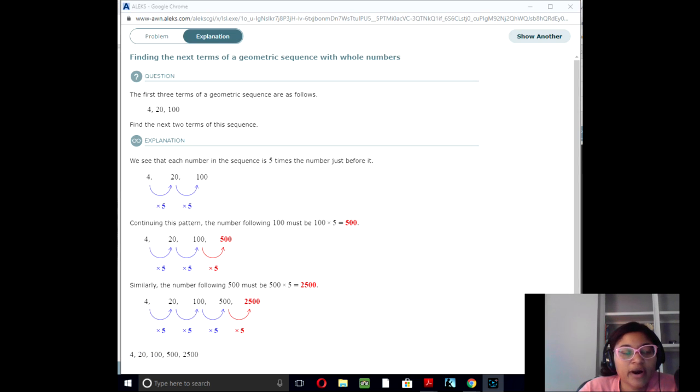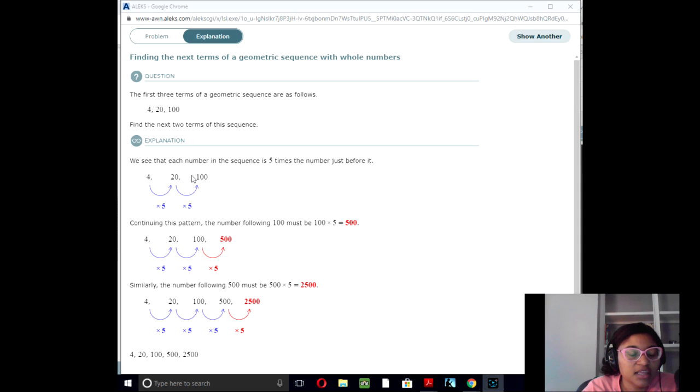Okay, this problem requires us to find the geometric sequence. So here we'll be simply multiplying. So we have 4 and 20. If you know your multiplication, you know that 4 times 5 equals 20. So we know that we're going to be multiplying everything times 5 pretty much. So 4 times 5 equals 20. And then 20 times 5 equals 100.